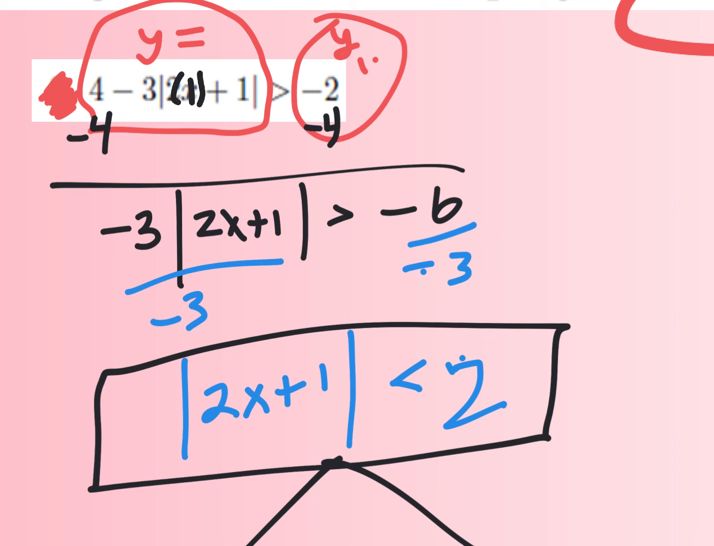2 times 1 is 2 plus 1 is 3. Absolute value of that is 3. Times negative 3 makes negative 9. 4 minus 9, negative 5. Is negative 5 bigger than negative 2? No, it's not. But that's tricky because you had to know negative 5 and negative 2, that can be confusing. Here's where 0 is. Here's where negative 2 is.